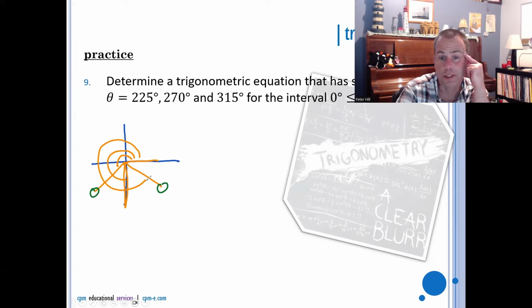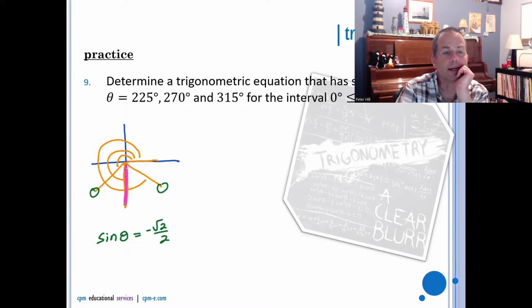quadrant 3 and 4 together, that could be with sine, because sine is negative in both quadrants 3 and 4. And so the ratio there would be root 2 over 2, or if it was unrationalized, 1 over root 2. So I'm going to say, hey, sine of theta equals negative root 2 over 2. That would give me those two solutions. So I'll come back to that in a second.